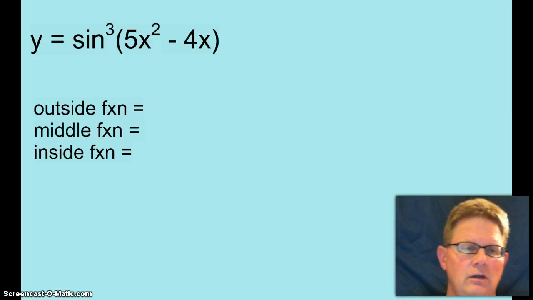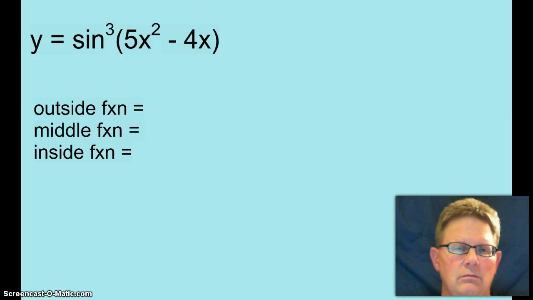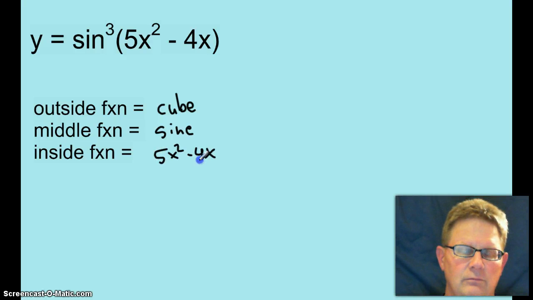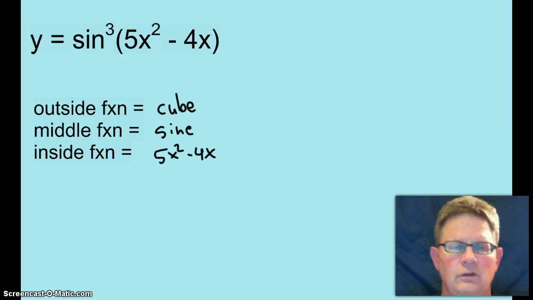Alright, sine cubed of 5x squared minus 4x. The outside function, yes, you should recognize that it is the cube function. You're cubing sine. The middle function is the sine function, and the inside function is 5x squared minus 4x. So let's go ahead and move on.